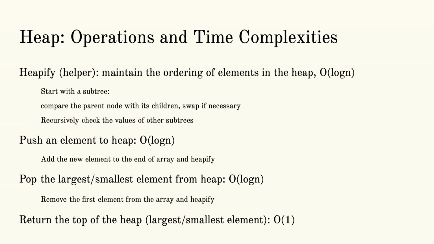So when you push an element to the heap, you can just directly add the new element you want to push to the very end of the array and then heapify. So after heapifying, you get a correctly arranged heap. And when you want to pop the largest or the smallest element of the heap, you can just return what is currently at the root of the tree, and then remove it from the array, and then just heapify.